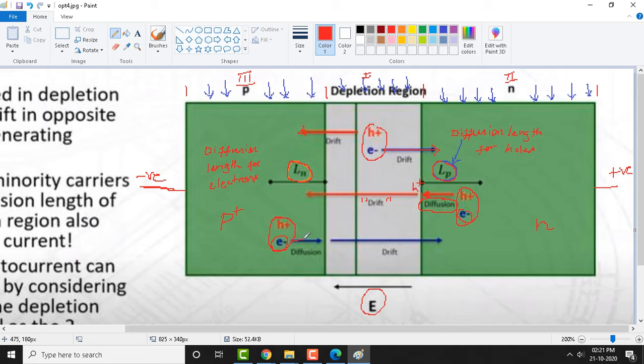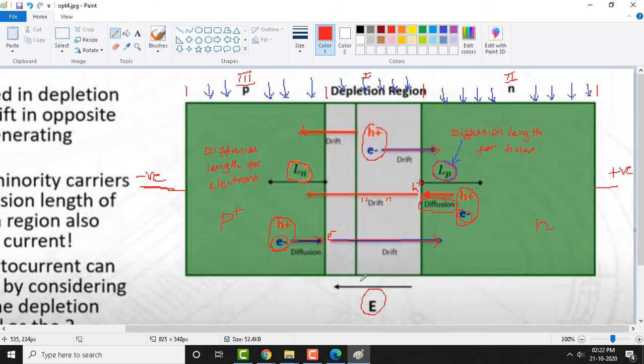So, this diffusion process, a change in the concentration gradient, pushes this electron to the edge of the depletion region here. When the electron comes here, the field will take care. The field is so strong that it will drift the electron from the p side to the n side. So, in a nutshell, whether electron-hole pairs are formed in the depletion region, the neutral n region, or the neutral p region, all holes will be collected on the p side, and electrons will be collected in the n region here.